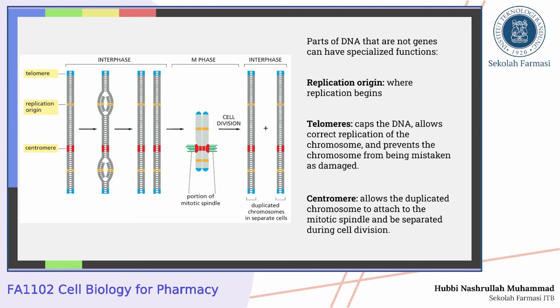Secondly, there are telomeres, which are located at the ends of the chromosomes. These DNA segments allow the correct replication of the whole chromosome and prevent the DNA from being mistaken for damaged DNA. And thirdly, there is the centromere. The centromere allows the duplicated chromosomes to attach to the mitotic spindle and be separated to opposite ends of the cell during cell division.